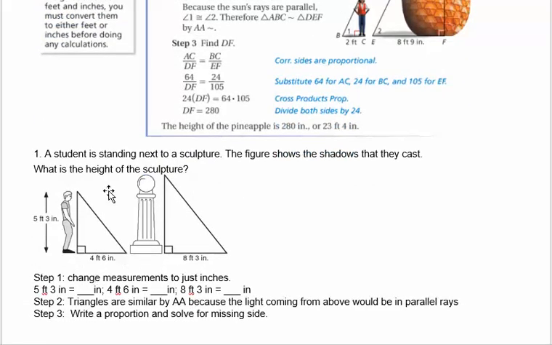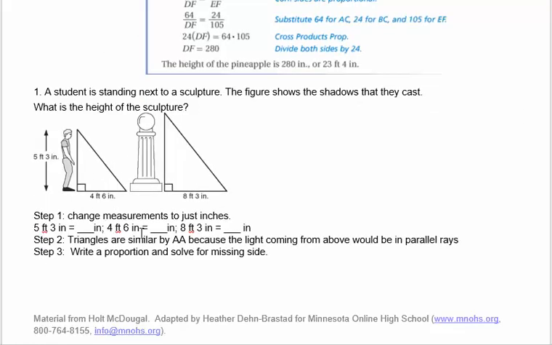You have a student standing next to a statue. His height is there and the length of the shadow. And then we're trying to find the height of the sculpture, and its shadow is also given. Now these are not to scale. It's just made to fit on your page a little bit better. So again, step 1, change to just inches.